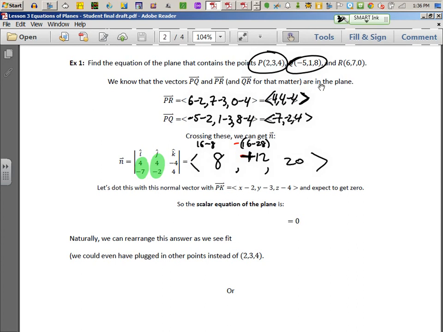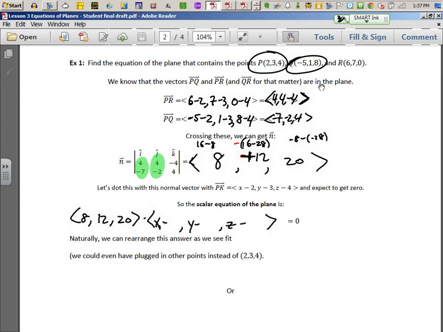Okay, so this was calculated by doing negative 8 minus negative 28. Yeah, 20. This is the vector. 8 is one of the vectors that's perpendicular to our plane. Okay, so here we go. We're going to take 8, 12, and 20. We're going to dot it with x minus x naught, comma y minus y naught, comma z minus z naught.